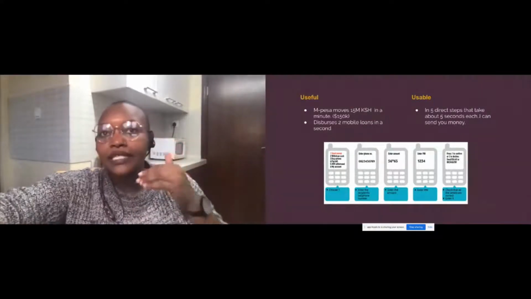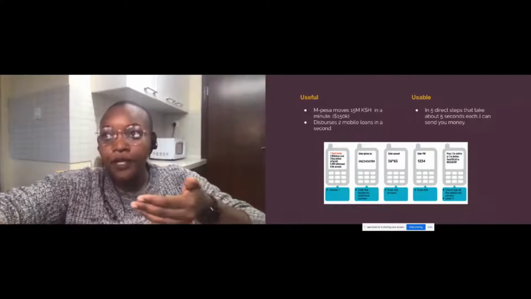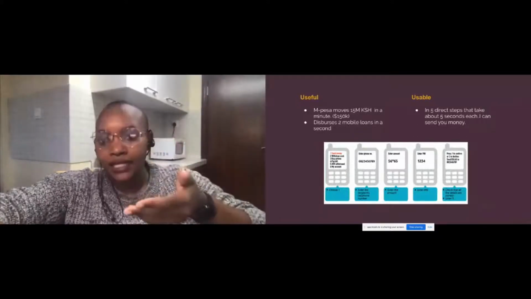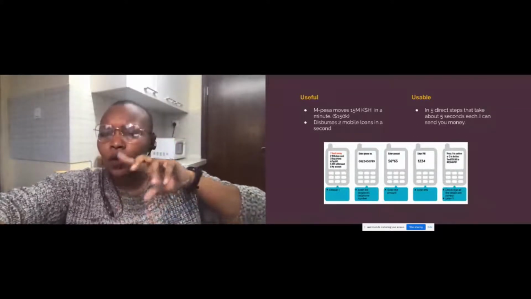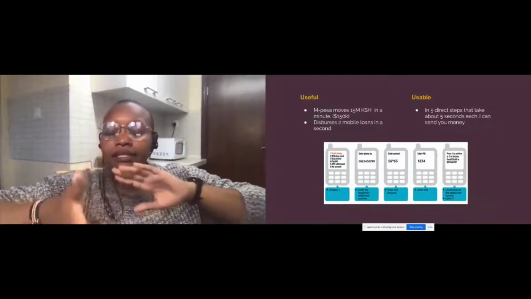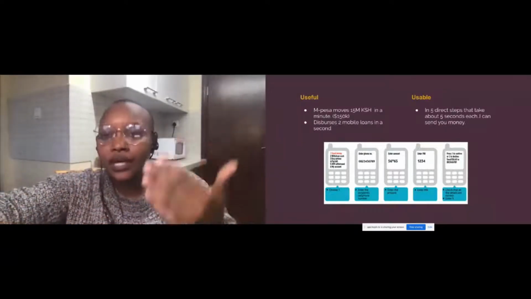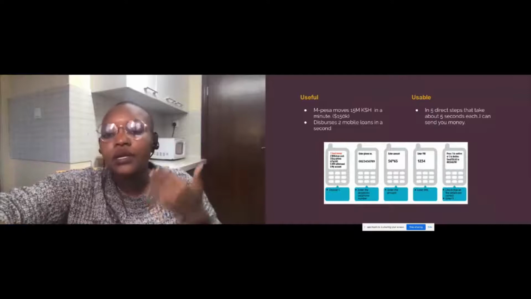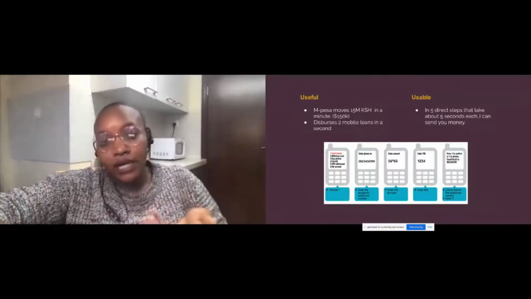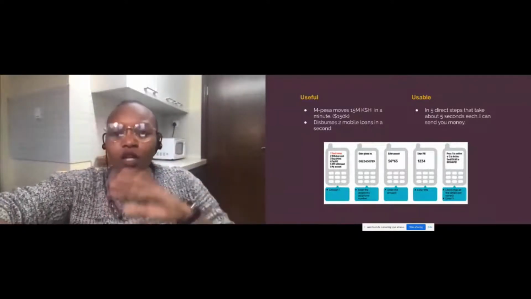Because for you to be registered on M-Pesa, you have to use your original ID. So then they know whose number this ID is linked to. So I'll see, oh yeah, it is Rajay that I do want to send money to. And then I click on yes, or I cancel. So you can see how usable it is.